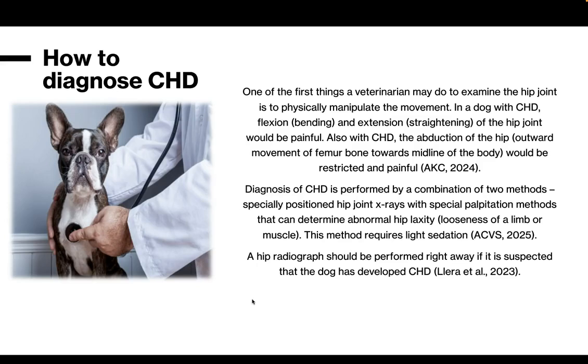Diagnosis of CHD is performed by a combination of two different methods, specifically positioned hip joint x-rays with special palpation methods that can determine abnormal hip laxity, which is the looseness of a limb or muscle. This method requires light sedation. A hip radiograph should also be performed right away if it is suspected that the dog has developed CHD.